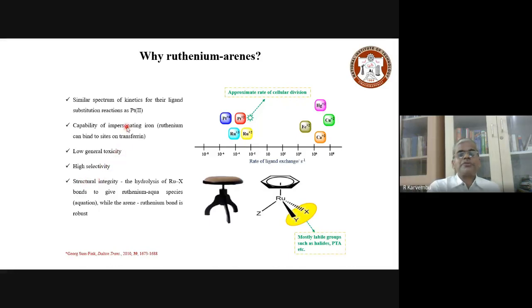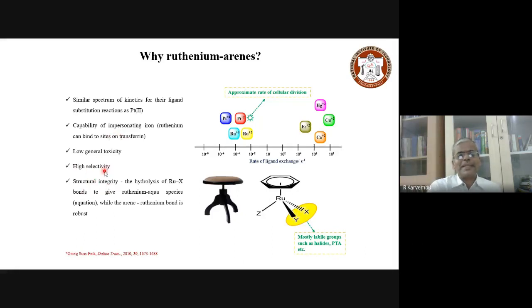Again, with respect to ruthenium and iron, the iron is highly selective. It takes oxygen, and then during the transportation, it binds with a particular protein like transferrin, and iron is transported from one place of the body to the other place. And iron is selective and less toxic already in the human system, so it is expected to be the same thing.